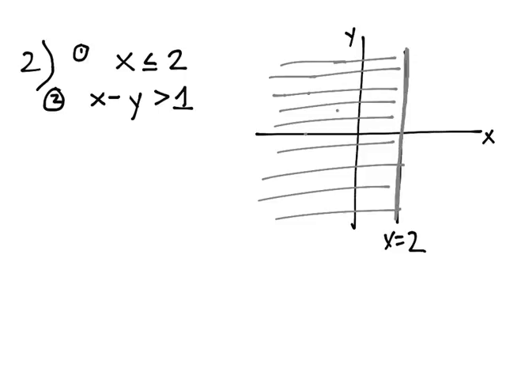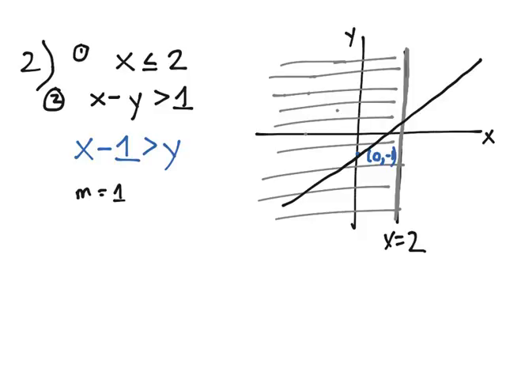Our second inequality, x minus y is greater than 1. If we reorder this a bit, x minus 1 is greater than y. So that's a y-intercept of minus 1, 0, minus 1. And we could graph our line approximately like this, because the slope is 1.